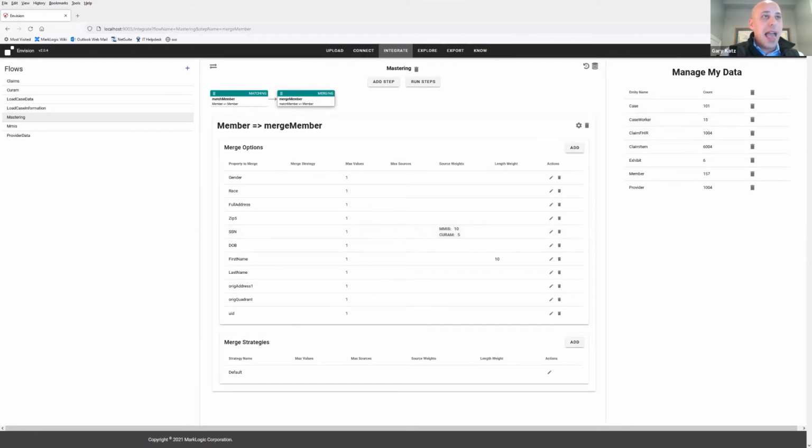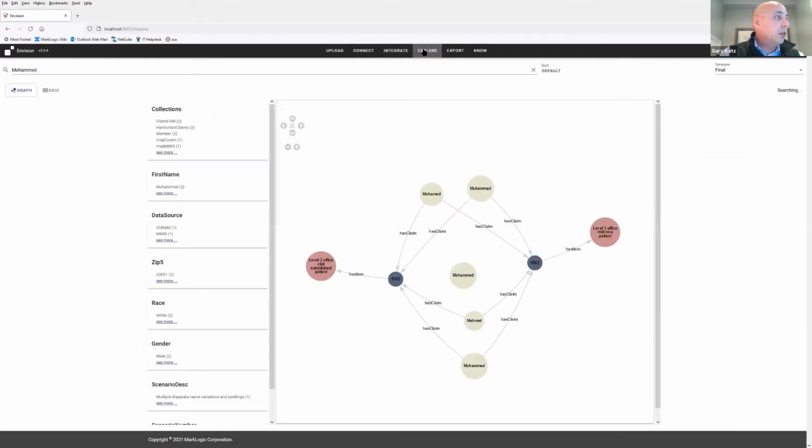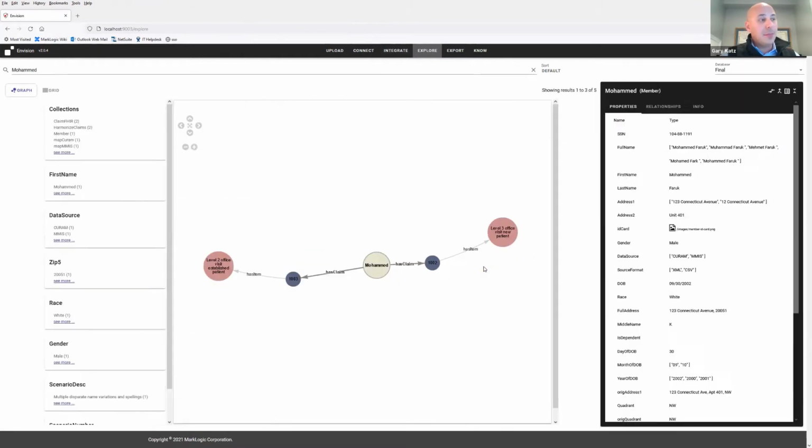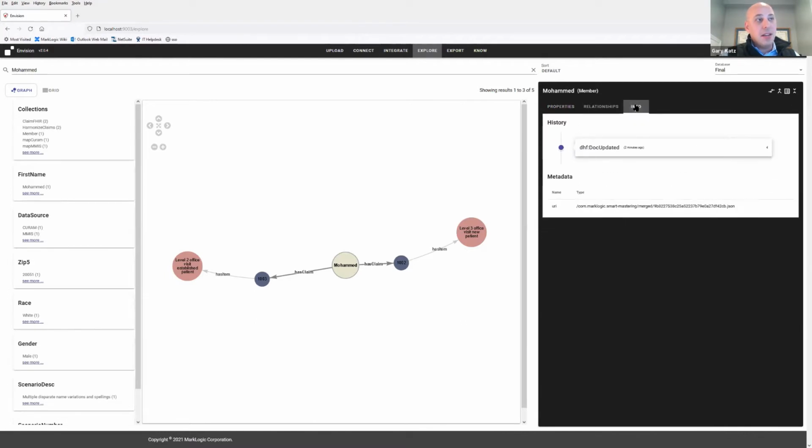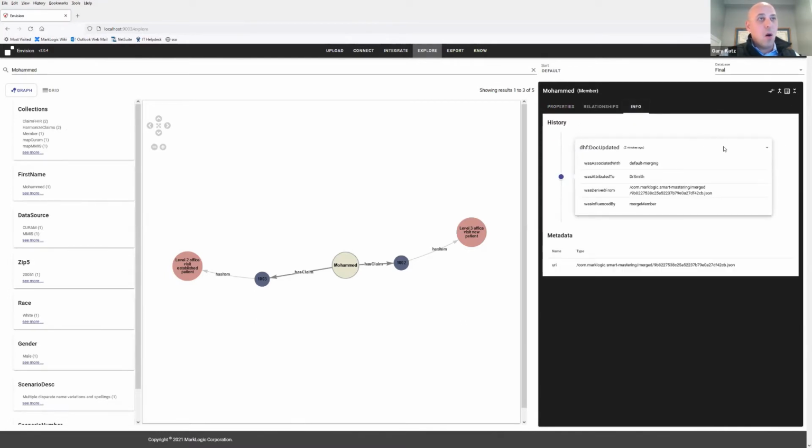So with that, I think my mastering is probably completed by now. I'm going to go back to my Explore screen. Now I see Mohammed has merged and completely folded. I see all of the different Mohammeds that are listed here, that are merged into this master record and the data sources from which they came. If I click on the info tab, I see that I have all of the lineage of how and when this was merged. This is good. This is exactly what I wanted. And even though they have different social security numbers, I still got that one dangling Mohammed who was out there merged into my golden record.